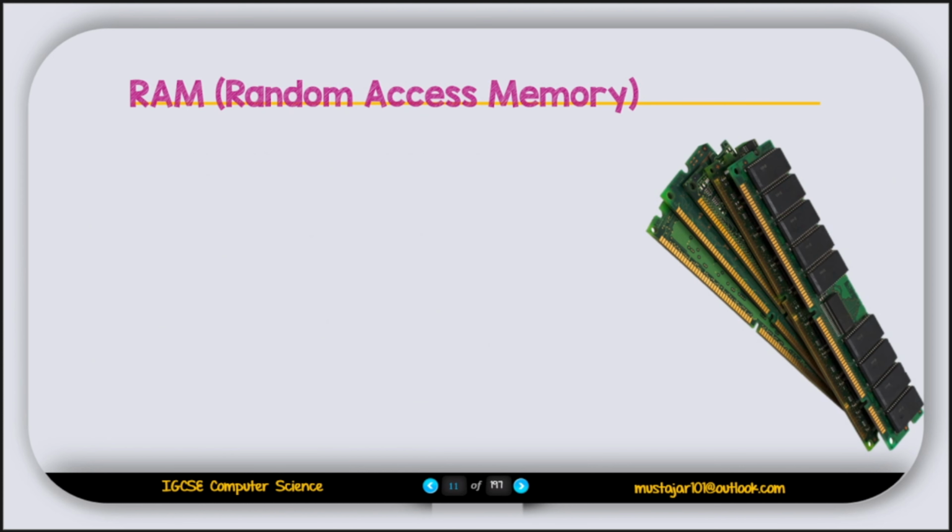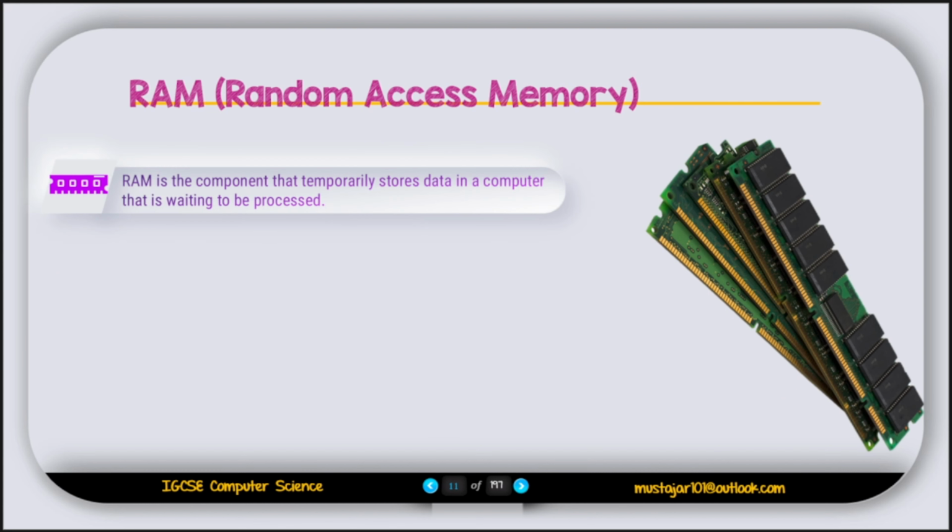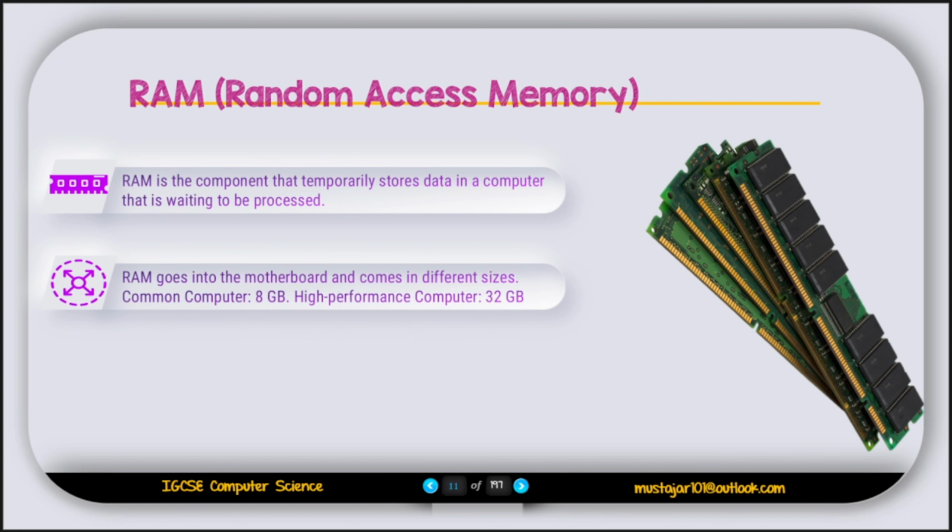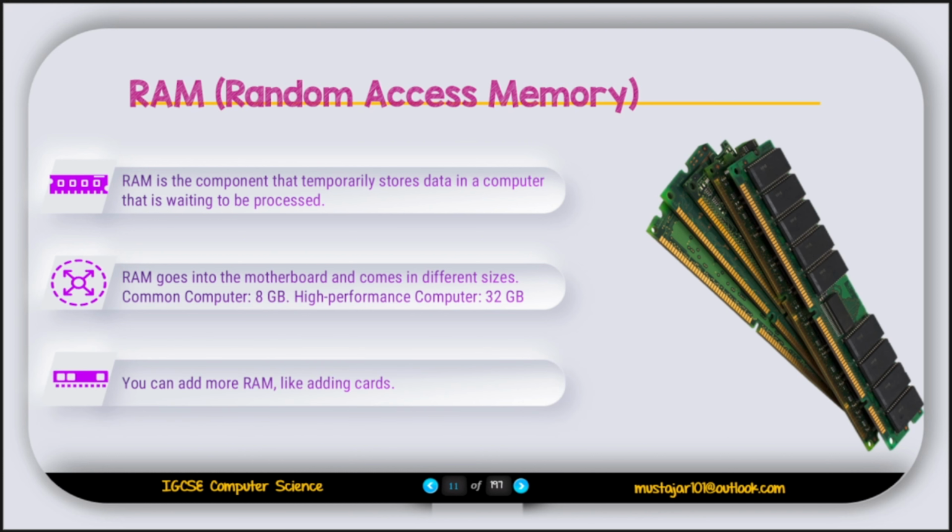Okay, next component is called the RAM or random access memory. RAM is the component that temporarily stores data in the computer that is waiting to be processed. The RAM goes into the motherboard and comes in different sizes. A common computer uses 8 GB and a high performance computer uses up to 32 GB. You can add more RAM, like adding a card, so you can upgrade it. If your computer has 8 GB RAM and you think its performance is not good, you can replace it with 16 GB or 32 GB.